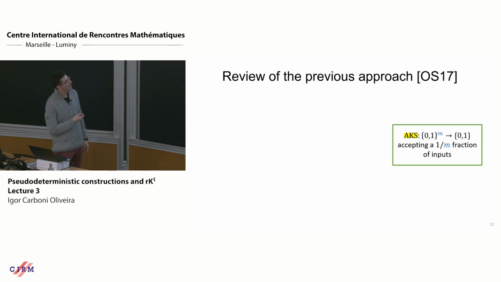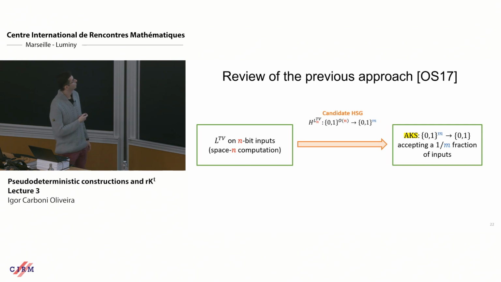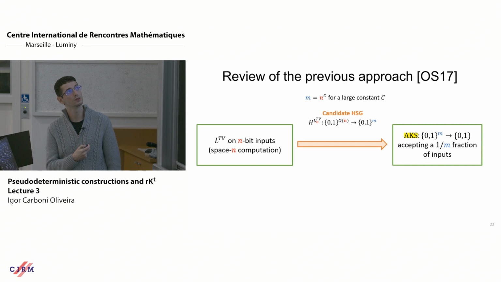So here is the AKS algorithm. It's a polynomial time deterministic procedure. We'll be looking at it with input length m. And we know it accepts a 1/m fraction of inputs, by the prime number theorem. So now we would like to instantiate this generator using this L_TV language and stretch the input from n bits to m bits with the hope that it's going to produce some prime. You can think of m as being a large enough polynomial. If the seed is n, m is like n to the c.